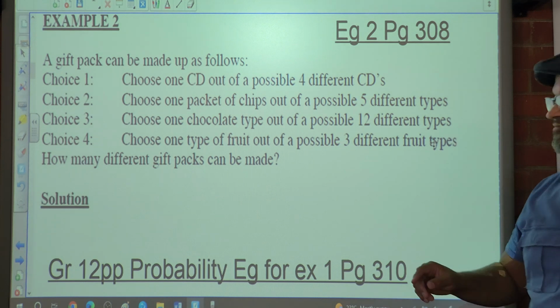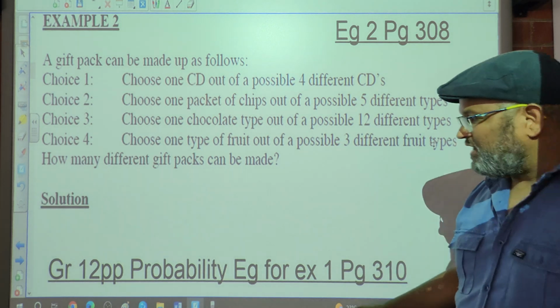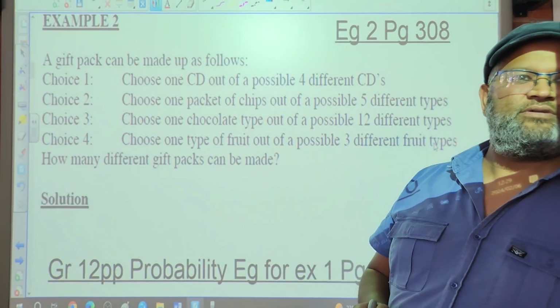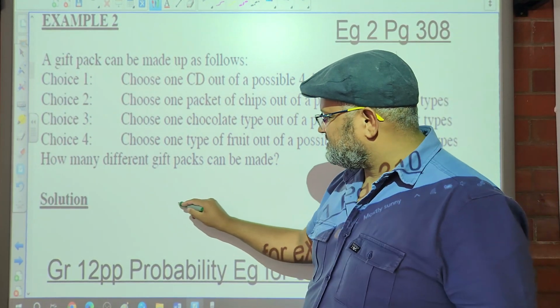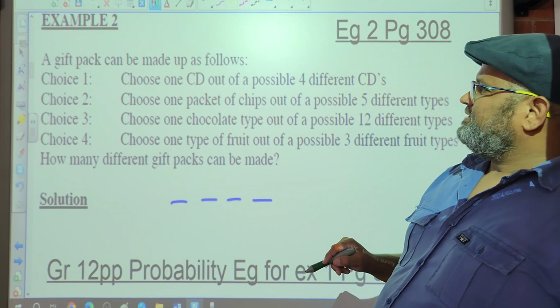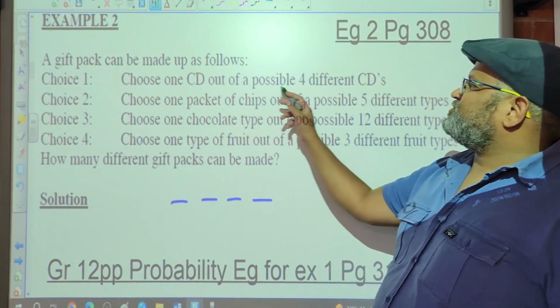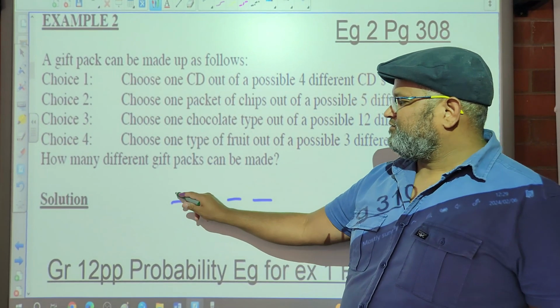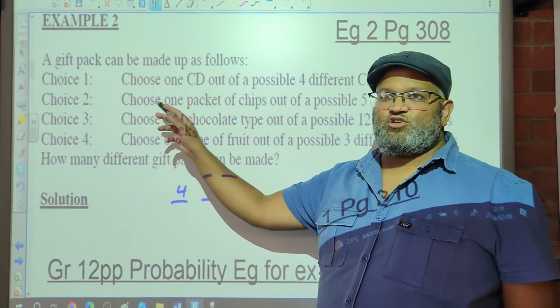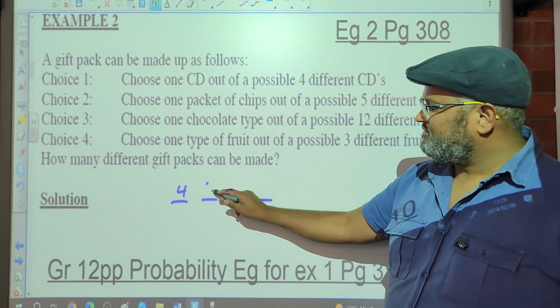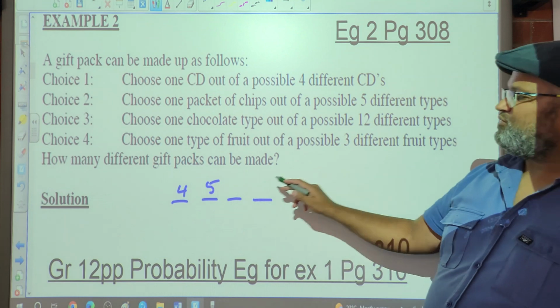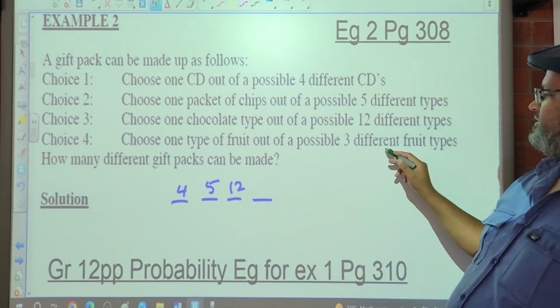Choice 4: choose 1 type of fruit out of a possible 3 different fruit types. How many different gift packs can be made? How many blanks would I draw? 4, because there are 4 choices. How many options do I have for choice 1? 4. Choice 2? 5. Choice 3? 12.